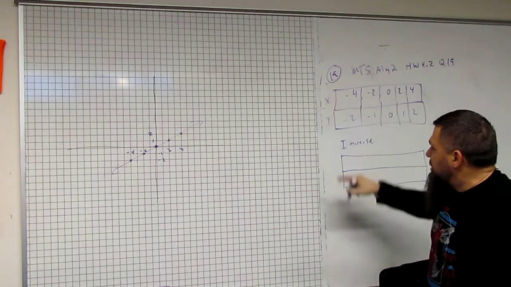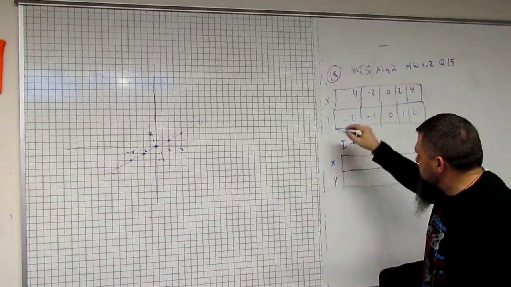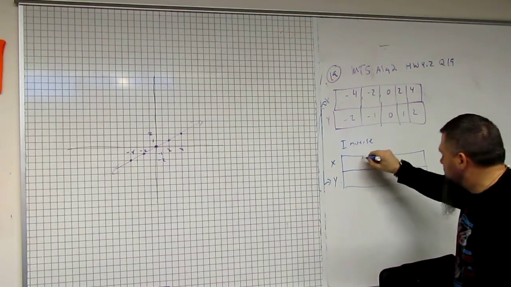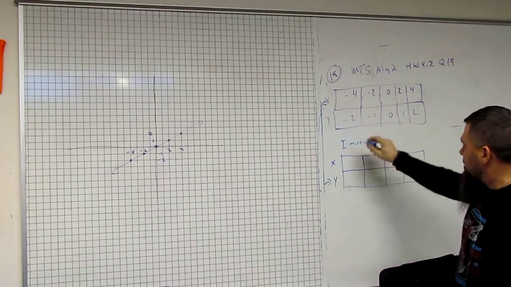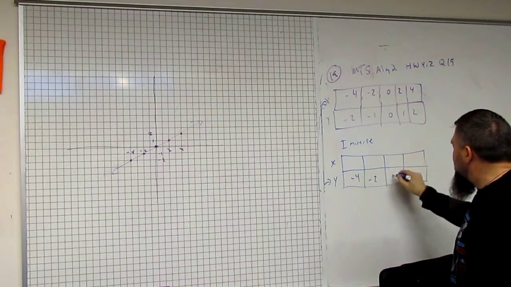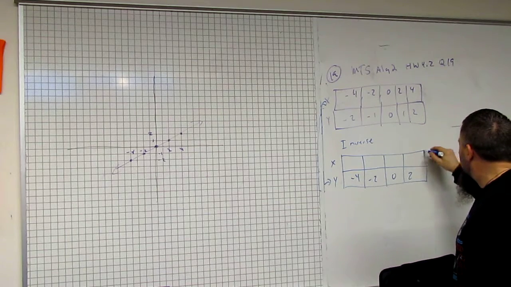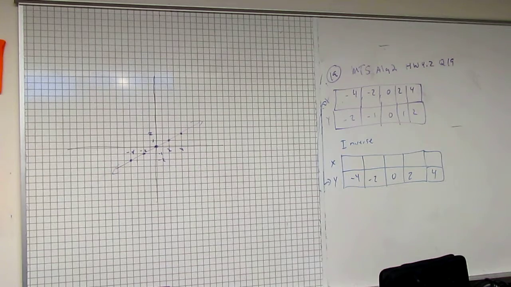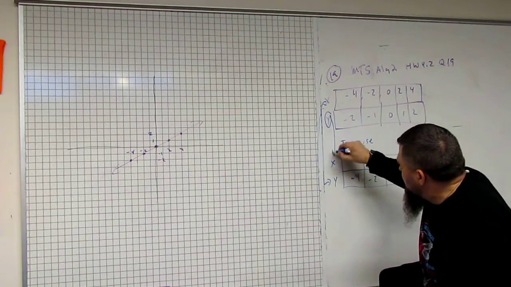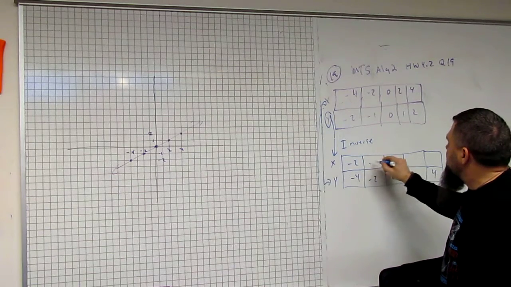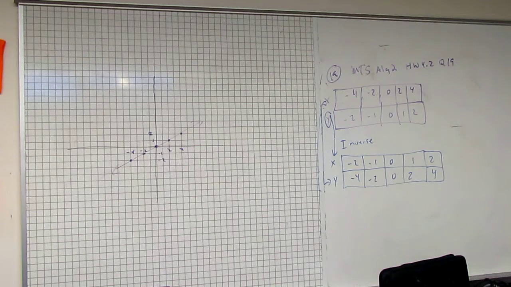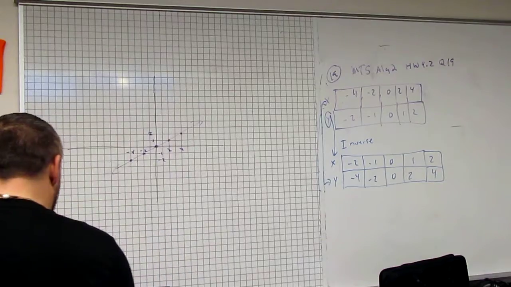So, your x becomes your y. So -4, -2, 0, 2, and 4. And your y becomes your x. -2, -1, 0, 1, and 2. Okay? And so therefore they want you to graph it.